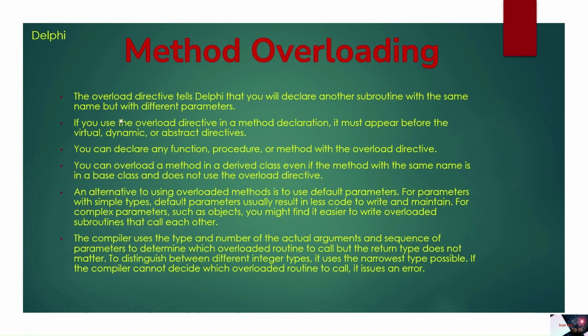So in overloading, one concept is there: the return type of the function does not matter, only the signature matters. So how can two methods have the same name but different signatures? Signature is different means the number of parameters is different, or if the parameters are the same, then the sequence of the parameters should be different, or the data type should be different for the parameters.